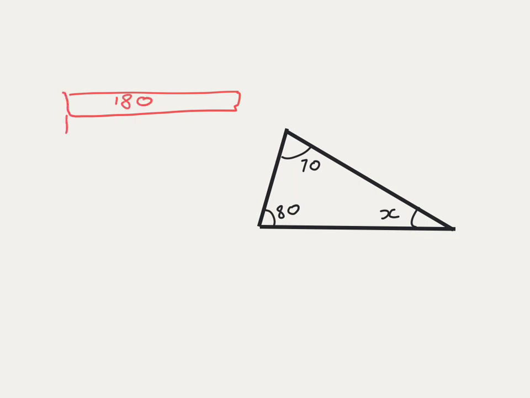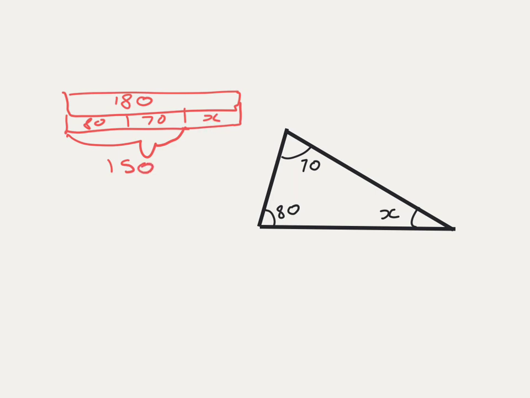Two of the parts I know. So I know one bit's 80, one bit's 70, and this bit I do not know. To work out this missing bit, I need to work out how big this bit is, and take it away just to leave that bit. So 80 add 70, well, I know that 8 add 7 is 15, so 80 add 70 is 150.